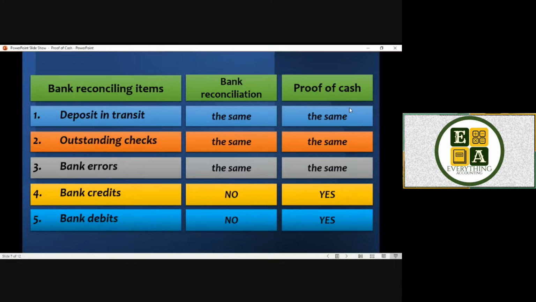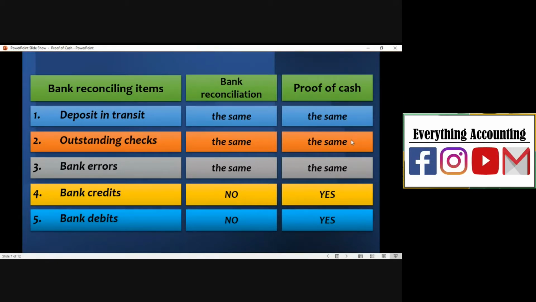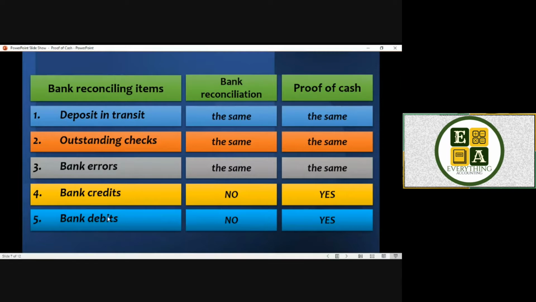For bank reconciling items, deposit in transit, outstanding checks, and bank errors are just the same as in proof of cash. Bank reconciliation and proof of cash have the same concepts for those reconciling items. In addition, bank credits or cash receipts on the part of the book are only in proof of cash, and then bank debits or cash disbursements on the book. Those are also only in proof of cash, not in the bank reconciliation.